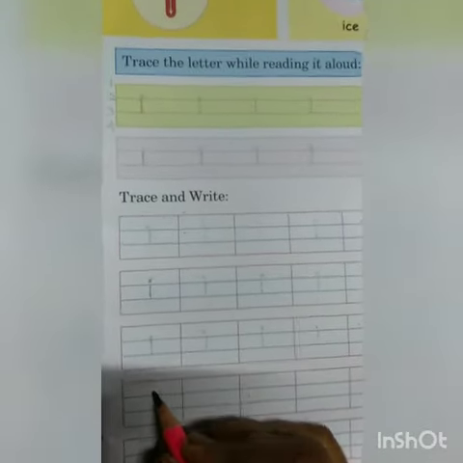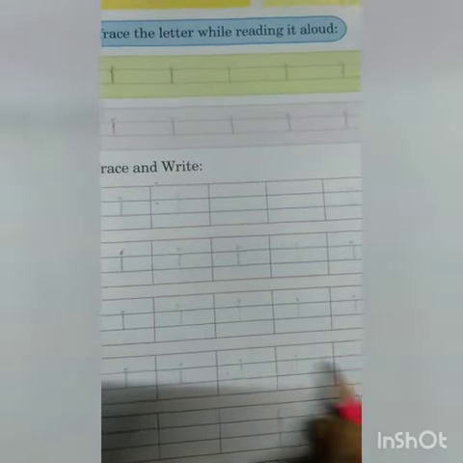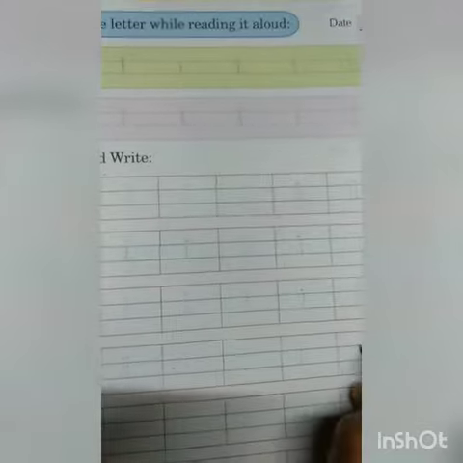Okay, I, small letter I. This is small letter I. You have to just maintain the line and write it clearly. Okay.